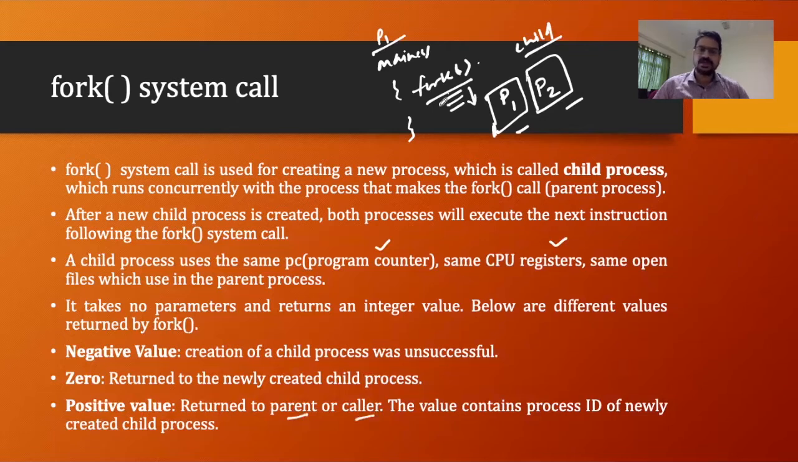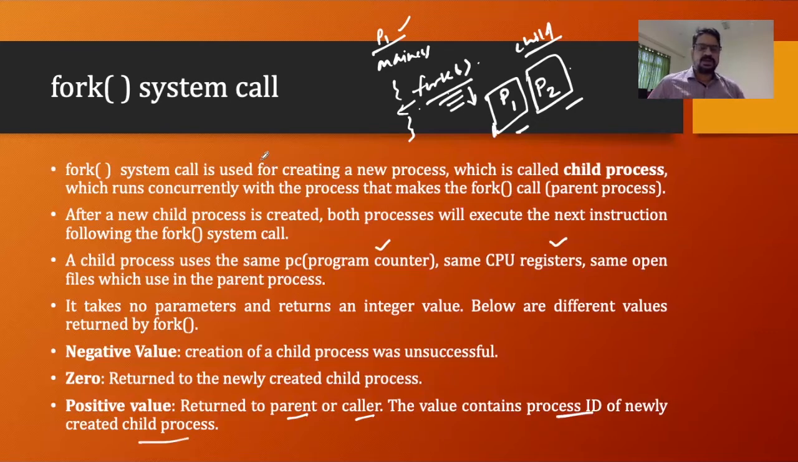Generally, let's say the P1 function is the caller function, or the parent function. The parent P1 will get the positive integer from this fork. P2 will get 0 from this particular fork. P1 will get a negative integer from this fork if P2 is not able to be created. The positive value contains the process ID of the newly created child.